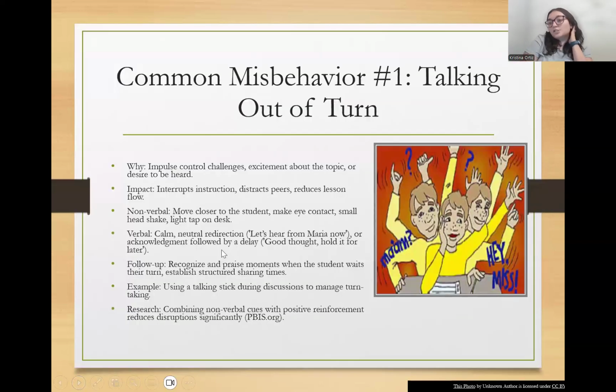Okay, so these are the common misbehaviors. Number one, talking out of turn. Why is it happening? Impulse control challenges, excitement about the topic, or desire to be heard. Any of these could be the cause, we need to figure out why. The impact: it interrupts instruction, distracts peers, and reduces lesson flow. Trust me, I've dealt with this a lot.